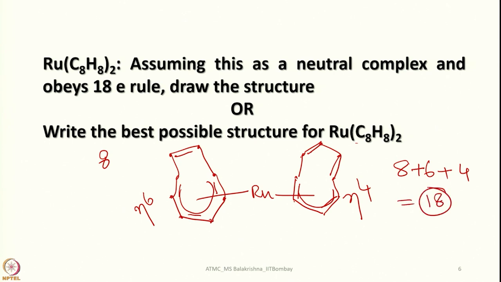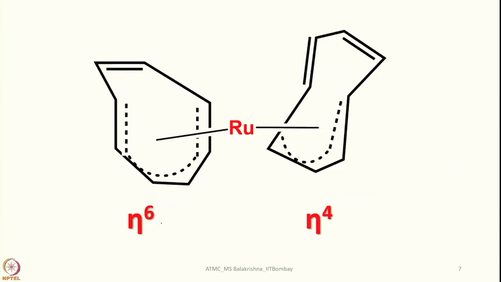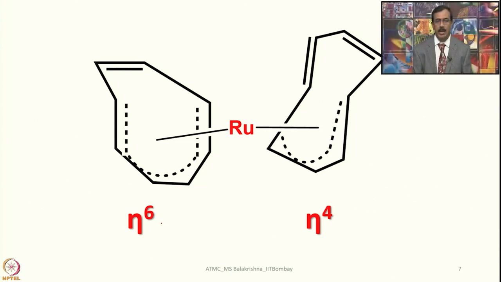That means you should remember, you may ask me why it should not be eta 8 and eta 2. If you see the structure of cyclooctatetraene, it is very difficult to take all the 4 double bonds to ruthenium because of the orientation of this molecule here. So it is very difficult. As a result, you cannot bind all 4 double bonds to a single metal. But the metal prefers to bind having eta 6 and eta 4 coordination. So one should give some thought, and analytically one should try to analyze how one can write a structure without much stress on the molecule, but it satisfies the 18 electron rule.